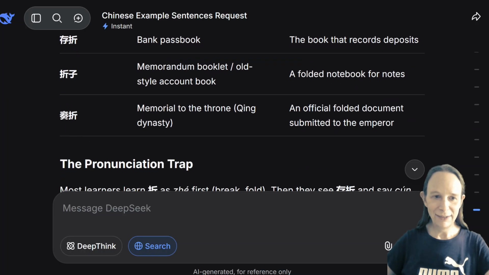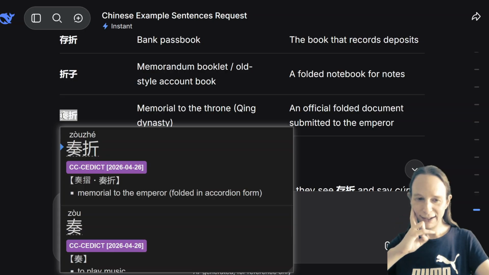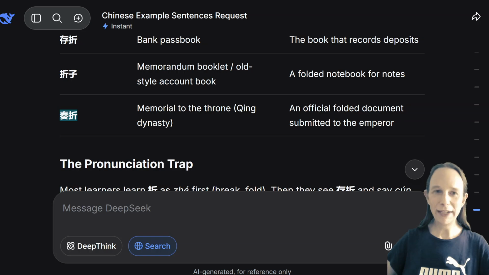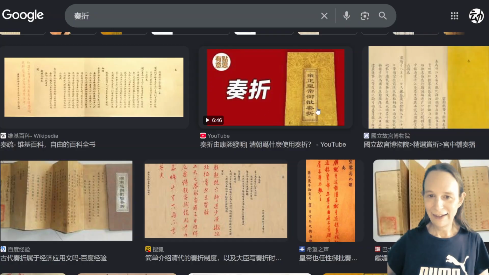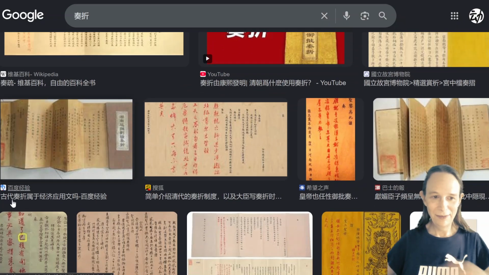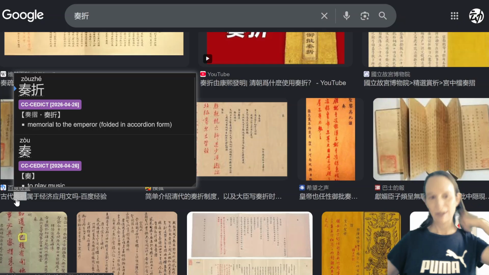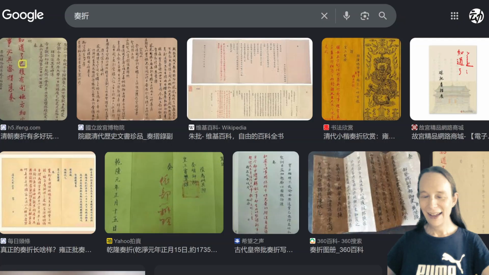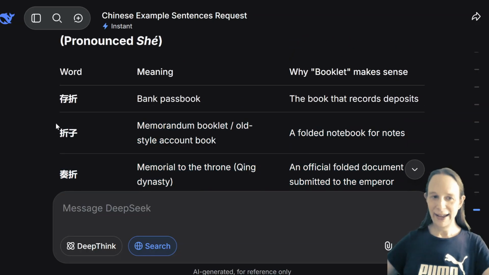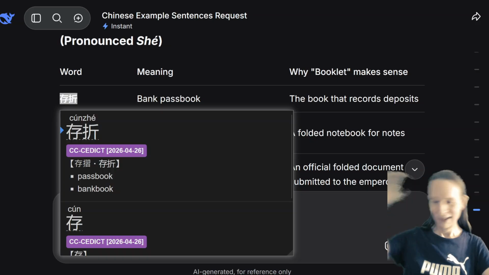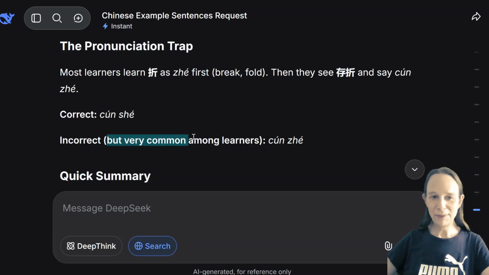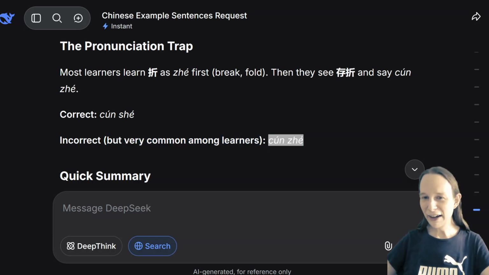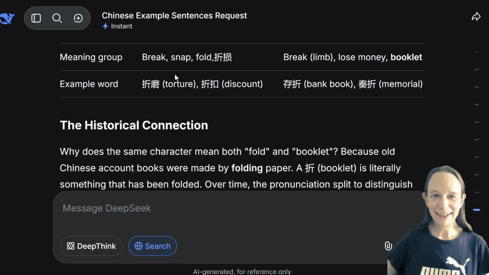All right. And what's this? Soldier, memorial to the emperor in accordion form. All right. Here it is. Soldier. Does it 古代奏折 memorial to the emperor? Interesting. So this accordion style notebook is why we use jaw as in 春jaw. All right. Wow. Incorrect, but very common among learners. Very common among dictionaries as well. Okay.